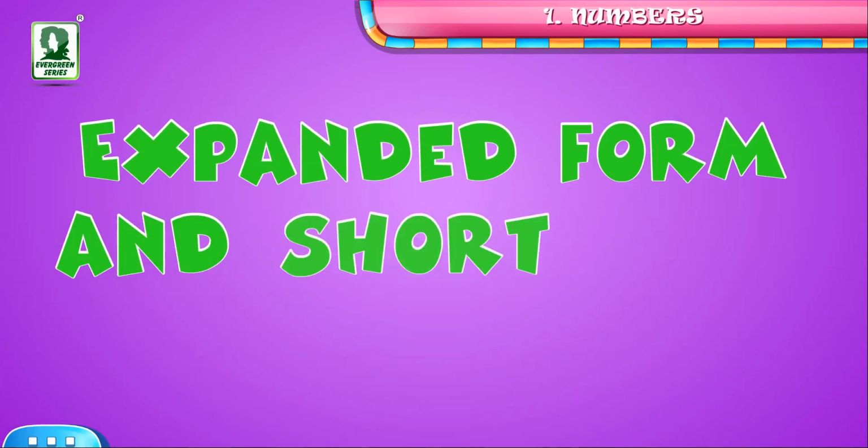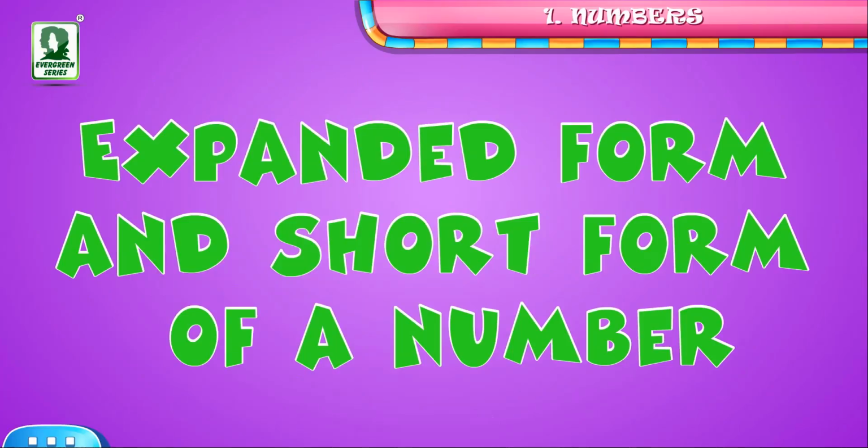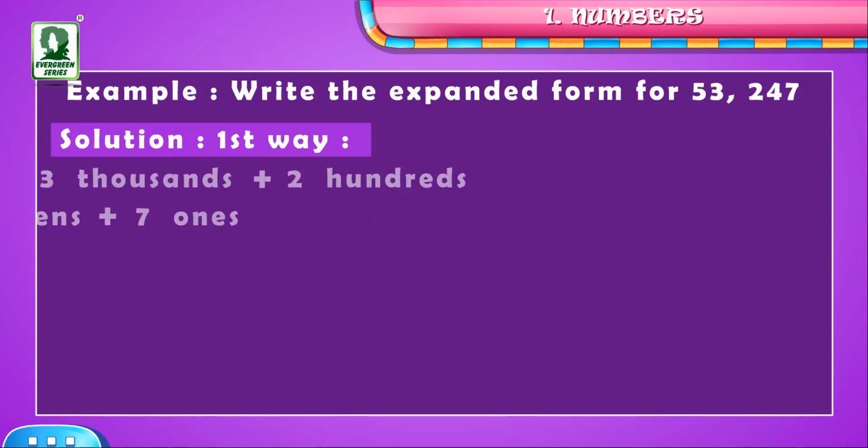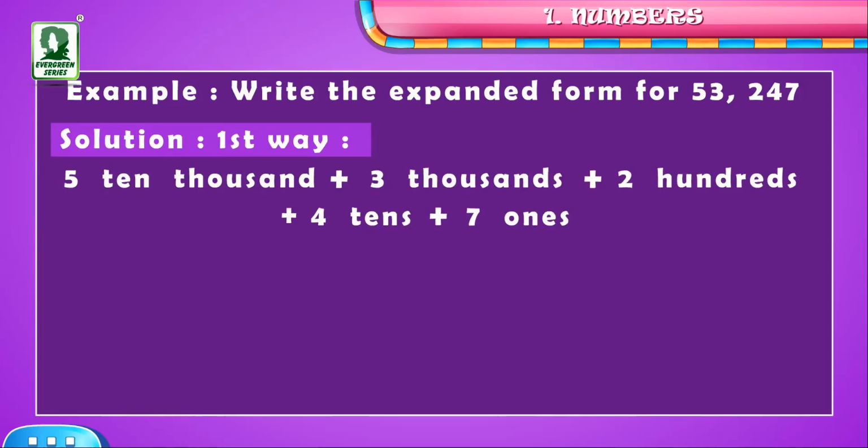Expanded form and short form of a number. Let's write the expanded form of number 53,247, that is 53247. We have 3 ways. First way is 5 ten-thousands plus 3 thousands plus 2 hundreds plus 4 tens plus 7 ones.